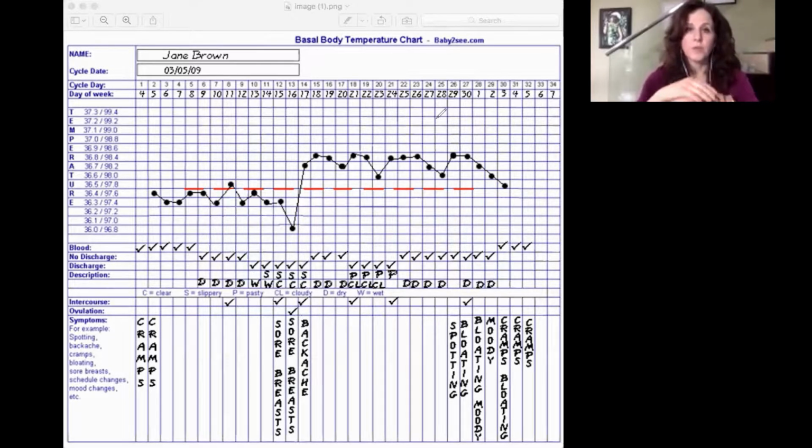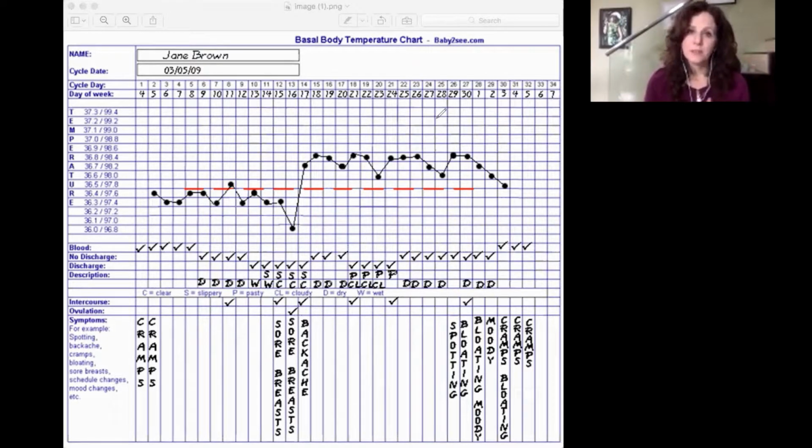It's also really important that you get 3 hours of uninterrupted sleep, because that'll give you a more accurate reading. If you aren't able to get the 3 hours, then you can go ahead and take your temperature, but you want to make note of that because it's going to affect your temperature. So you want to just know why your temperature is off that day.